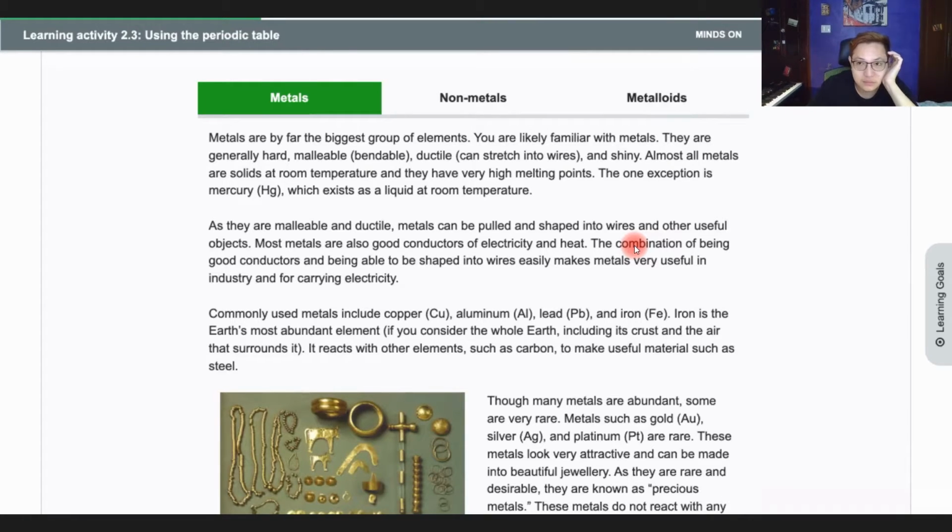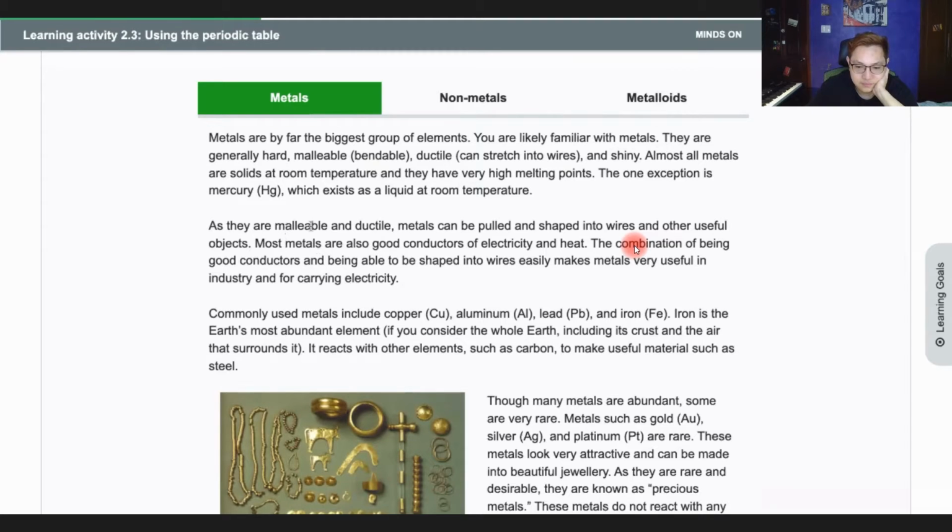Exactly. Almost all metals are solid at room temperature, and they have very high melting points. The one exception is mercury, Hg, which exists as a liquid at room temperature.